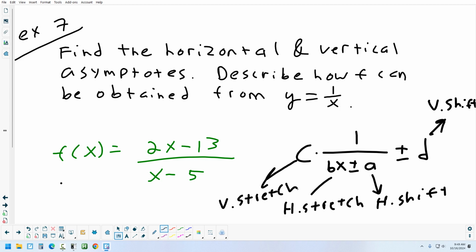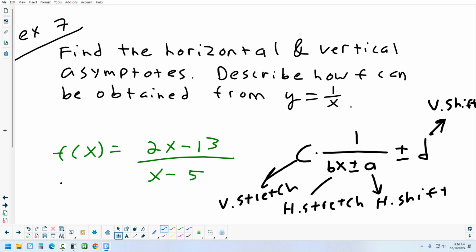That's why I used A, B, C, D. You write them in that order. A, B, C, D. What else? Remember, horizontal is backwards. So if you see something like x plus 3 in the bottom, a plus 3 is going to shift it left. A minus 3 would shift it right.